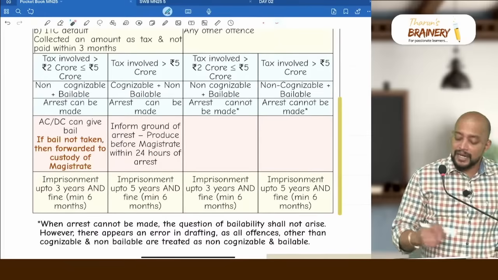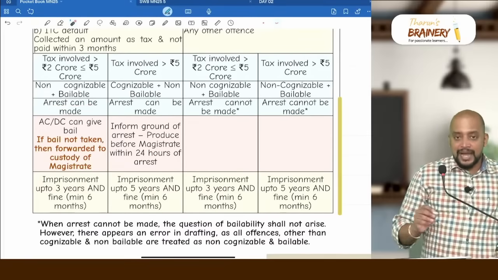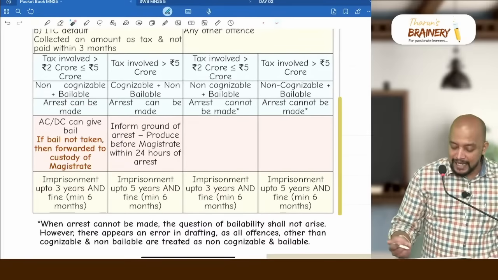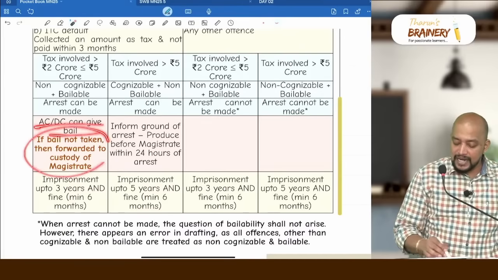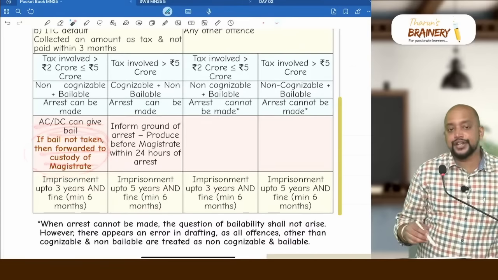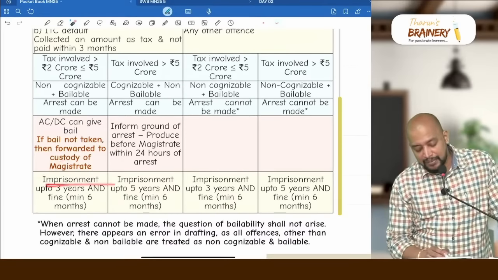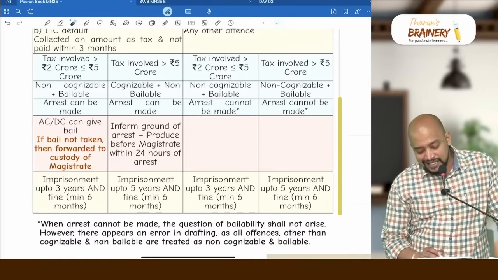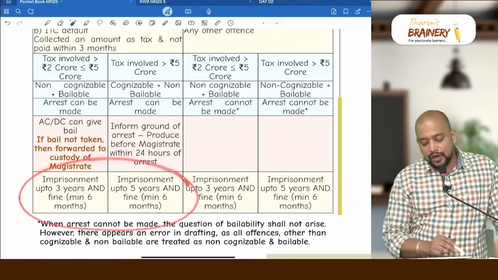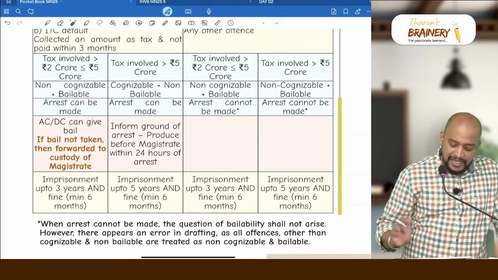And can the arrest be made? Yes, arrest can be made, but the arresting officer will give bail. ACDC can give bail. If bail is not taken, then forwarded to the custody of magistrate. And imprisonment, what is the period for which imprisonment will be made? Imprisonment up to 3 years and fine. And in all these cases, there is a minimum imprisonment of 6 months.